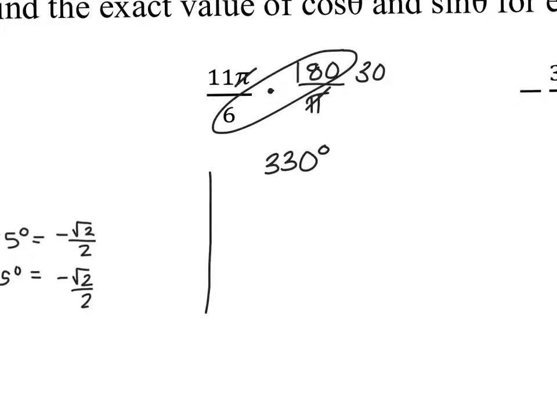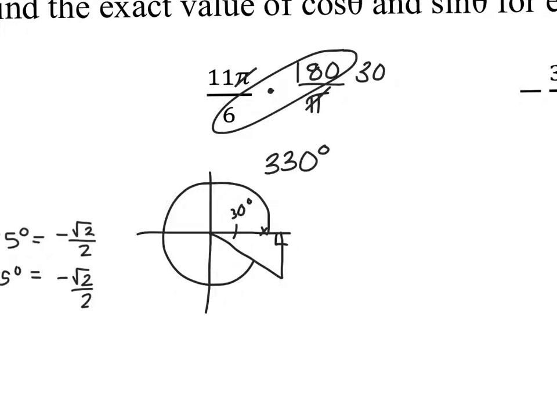So I'm going to draw my 330-degree angle. Start right here, go around, and almost 30 degrees. So this is 30 degrees short. So this is going to be a 30, 60, 90. So the short side's 1/2, and this is root 3 over 2.